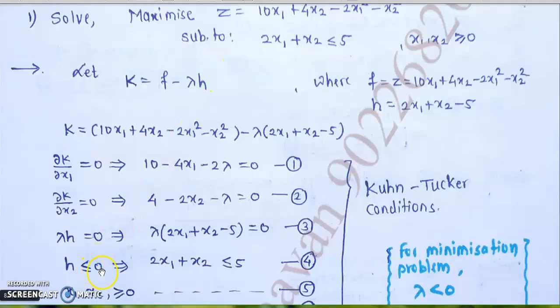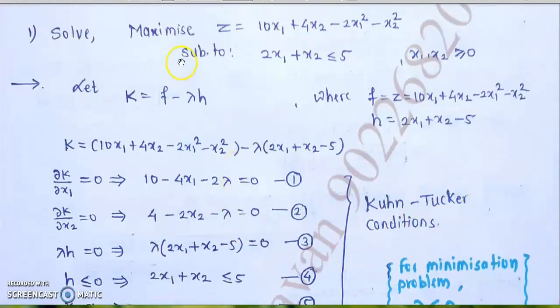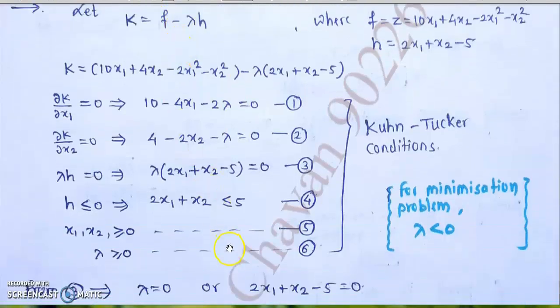The fourth condition is h less than or equal to 0, that is the constraint as it is, 2x1 plus x2 less than or equal to 5, call it equation 4. Then x1 and x2 should be non-negative, called the fifth condition, and lambda should be 0 or positive, called the sixth condition. These are nothing but Kuhn-Tucker's 6 conditions, and this example is of maximization, that's why the sixth condition is lambda greater than or equal to 0. This is the only difference.